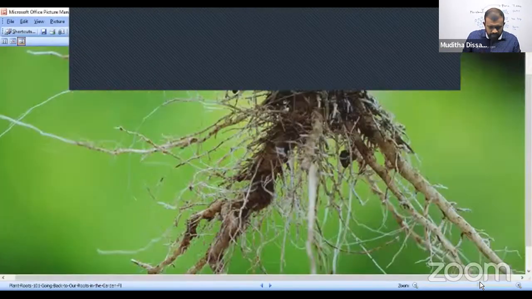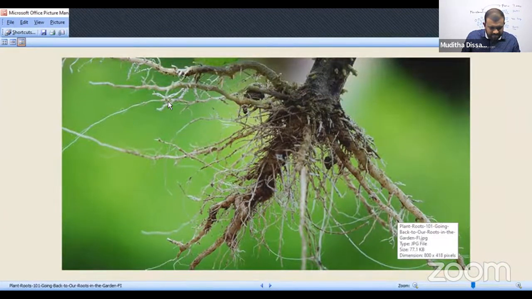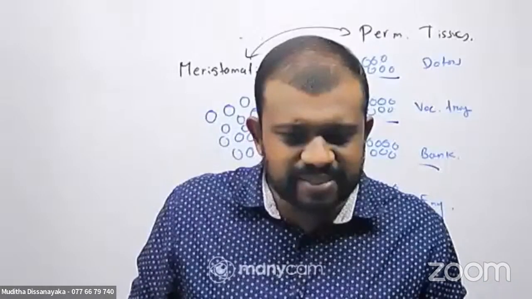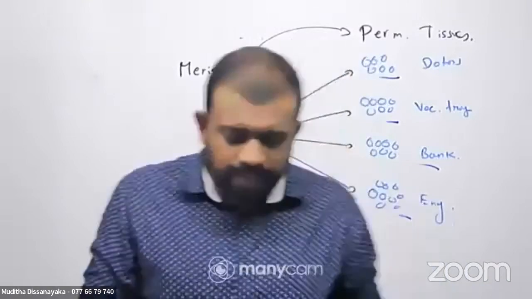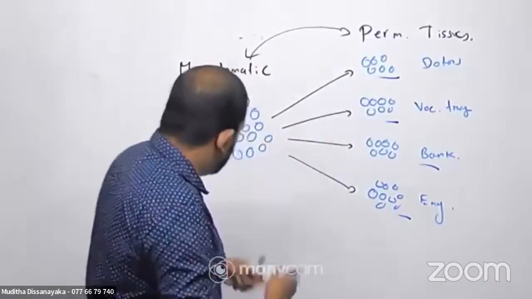Look at this one. Later you can see the tender parts are broken. When you try to uproot the plant, tender parts are broken. Again, you should use a trick. We use a trick, right? Show the plant. We are going to take a small plant.